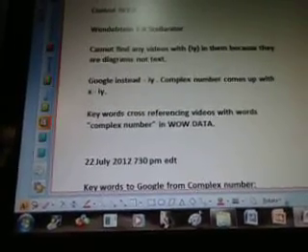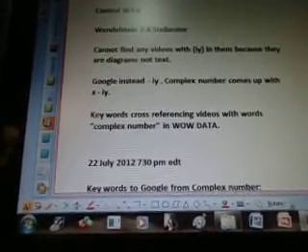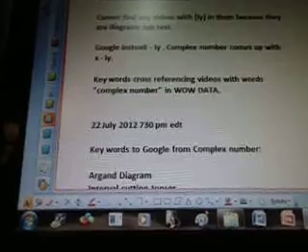So then I did a keyword cross-referencing of videos with the words complex number in the Wow data. So on July 22nd, I did this again. Keywords to Google from complex number are going to be Argand diagram, interval cutting tensor, computational intelligence, orthogonal, imaginary axis, complex plane. Processing this data keywords in the next few videos.